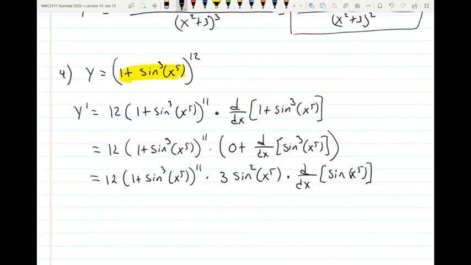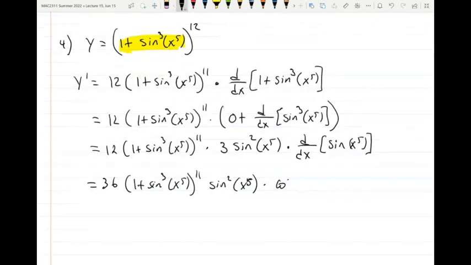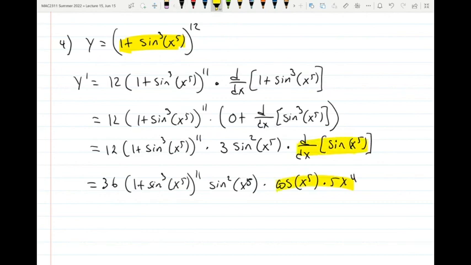Now, let's do this. What do we do here? The regular chain rule, right? What's the outside function? What's the inside function? Okay, so let's do it. The 3 and the 12, that makes it 36. And you have sine square of x to the 5. Now let's use the chain rule. Derivative of the outside, what is it? Cosine. Plug in the inside function, times the derivative of the inside. What's the inside? 5x to the 4. So this gives me this.